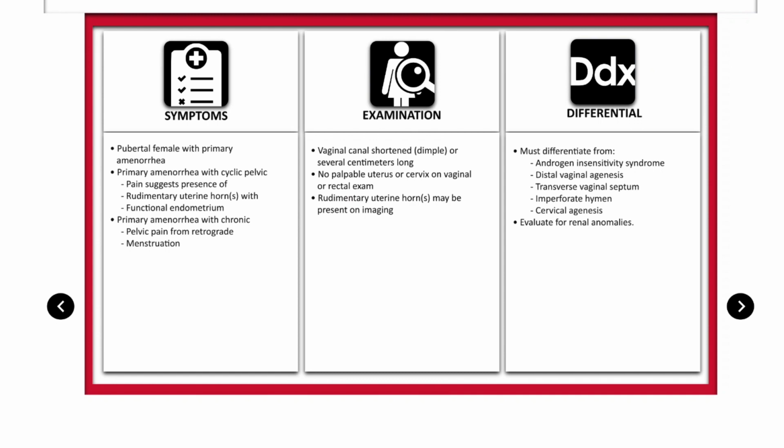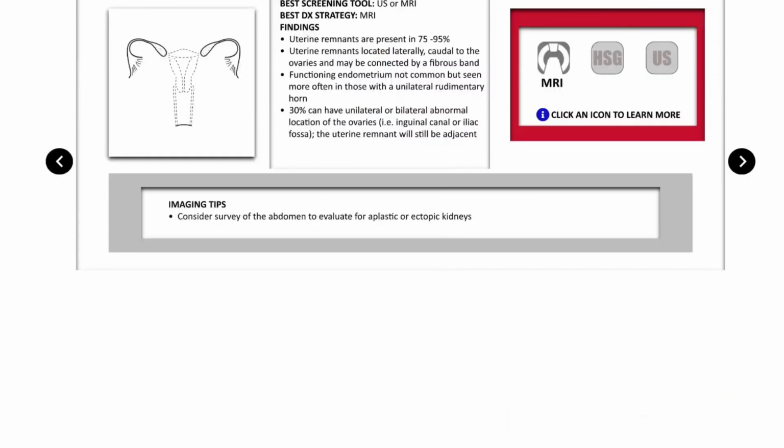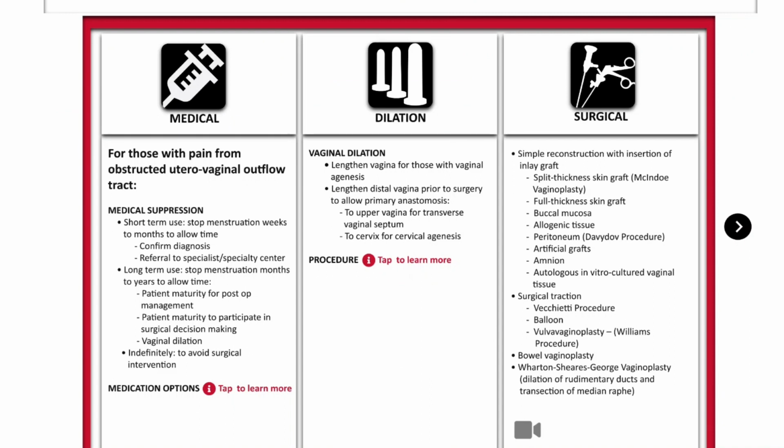So the next subpage is the imaging subpage, which describes the best screening tool for Mullerian agenesis, which is the ultrasound or the MR, the best diagnosing strategy, which is the MR, and also the findings which can be found in these imaging tools. And the next subpage is the treatment subpage, which shows all the available treatment for that anomaly. For Mullerian agenesis, the treatment is divided into medical, dilatation, and surgical. It shows all the medical and surgical treatment available for that particular anomaly.